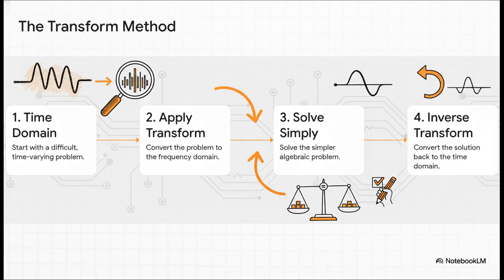So here's how this magic trick works. 1. You start with your difficult problem in what's called the time domain. 2. You apply the transform, which is like a secret code that zaps your problem into the frequency domain. 3. Now, this is the best part. That problem that involved all sorts of nasty calculus, it's often just simple algebra now, so you solve the easy problem. 4. You apply an inverse transform to translate your simple answer back into the real world. The whole strategy is just a brilliant way to dodge the hard math.